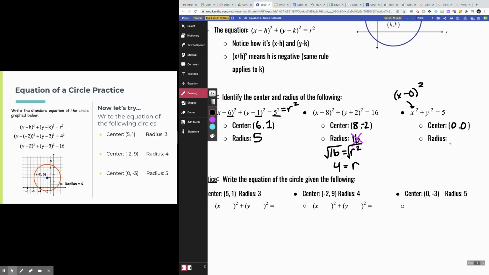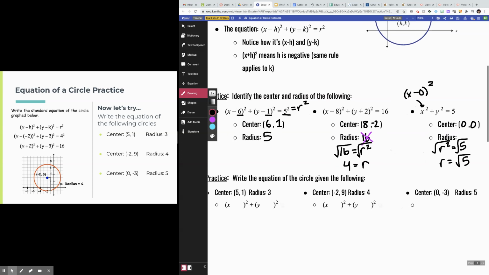Okay, and then my radius, I have r squared equals 5. So that means my radius, and I'm just going to leave it as a radical, I'm going to write it as the square root of 5. You can plug this into your calculator if you want to, but you don't really have to. Okay?